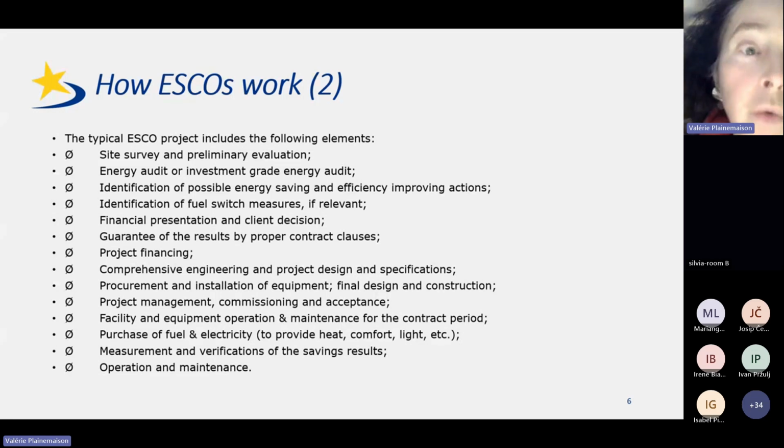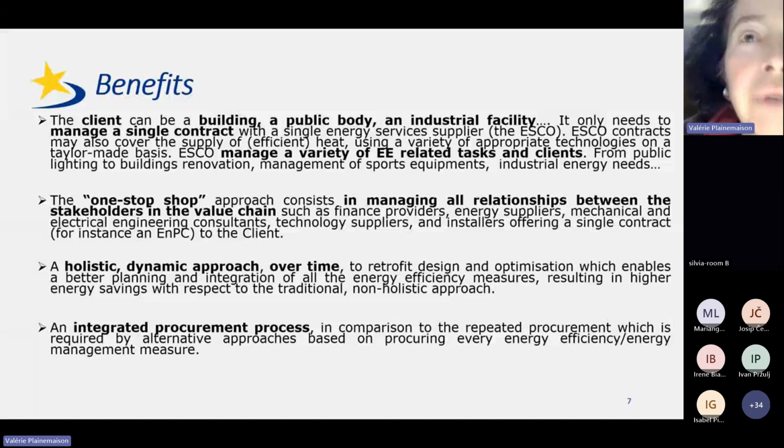So typical ESCO projects will include all those following elements, from preliminary evaluation to final operation and maintenance, and of course communication with the client. I'm not going to get through all those items, but this shows in complement with the previous presentation that ESCOs engage the operations from the very beginning, and they cover heating, cooling, lighting, ventilation. As I said, they can also cover when there is a deep renovation, for instance.